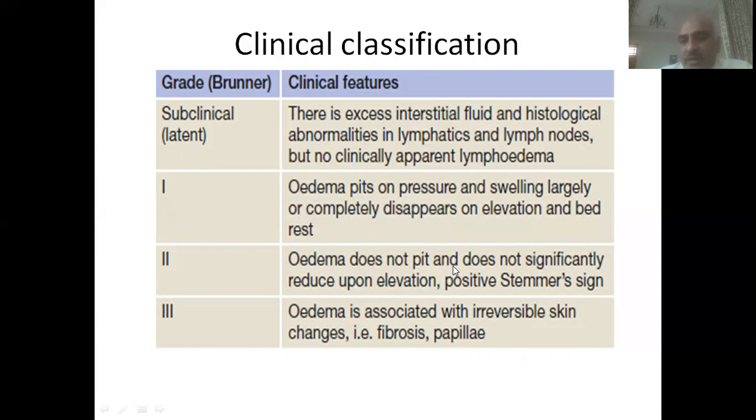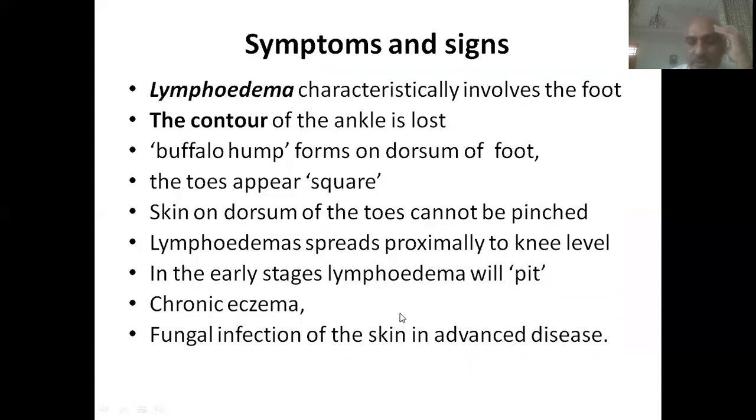Then at stage 2, edema does not pit and does not significantly reduce upon elevation. When it does not pit and does not reduce on elevation, this sign is called the Stemmer sign. At grade 2, the skin is normal looking, but in stage 3 there is subdermal fibrosis and cracks, and these irreversible changes appear because there is transformation of fibroblasts into collagen and deposition of collagen, so it becomes irreversible at that stage.